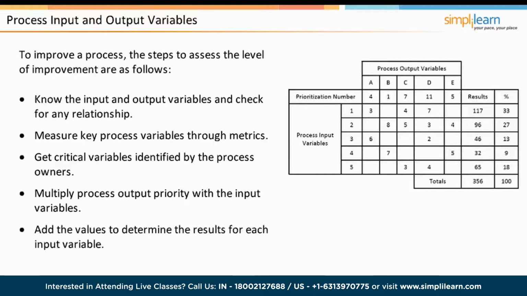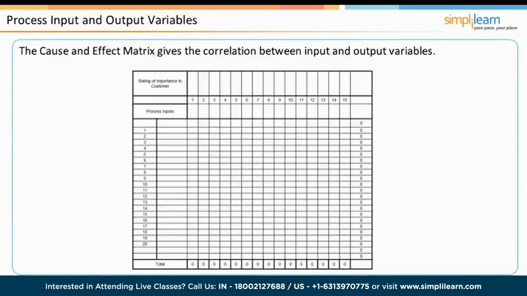For process input variable 1, the output variables are 3, 4, and 7, with a prioritization value of 4, 7, and 11, respectively. Therefore, multiplying the output variables with their corresponding prioritization numbers and adding those gives 117, which is around 33% of the total effect. The process input variables' results are compared to each other to determine which input variable has the greatest effect on the output variables. Click the Cause and Effect Matrix Template button to view another template.